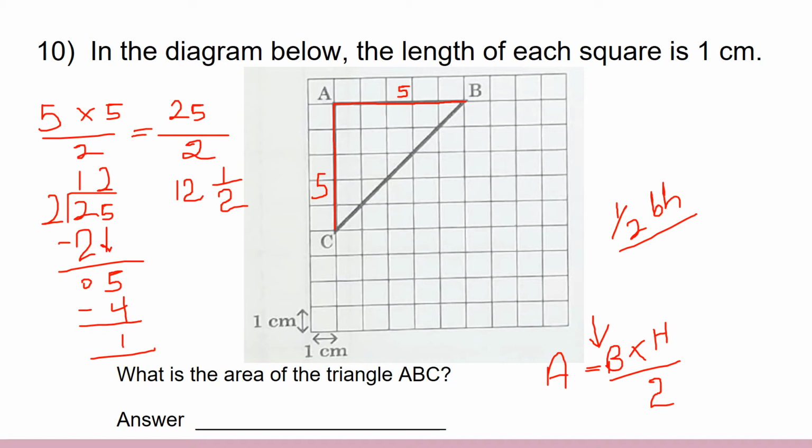This is like what we did in the previous question, writing an improper fraction as a mixed number. So we are getting 12.5 centimeters squared because they ask us to find the area. Or someone may write 12.5 centimeters squared, and your answer will still be correct.